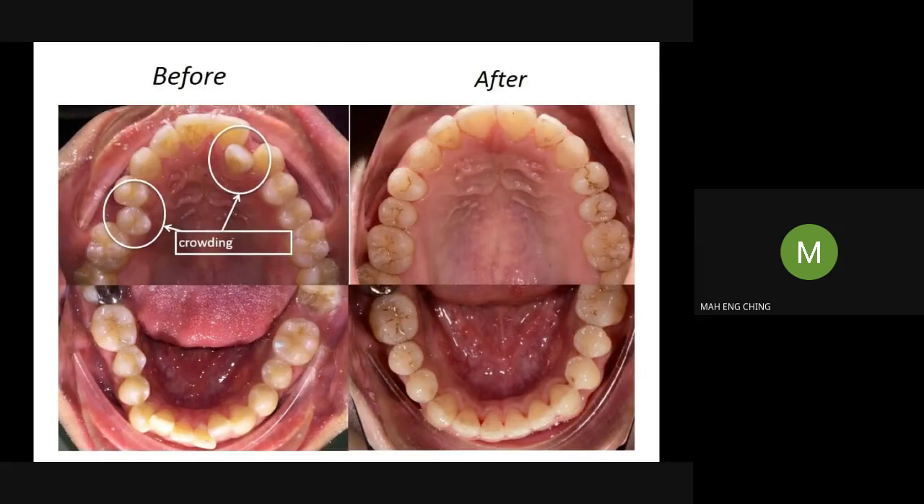So there's an expansion. You can see at the end how much you expand the upper jaw. This one initially is a V shape. Then after braces, they become a round shape. So that's how we expand.